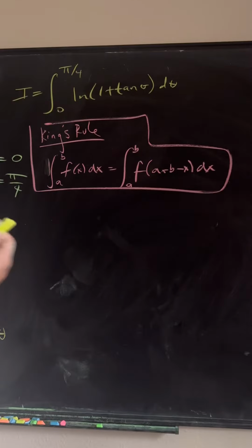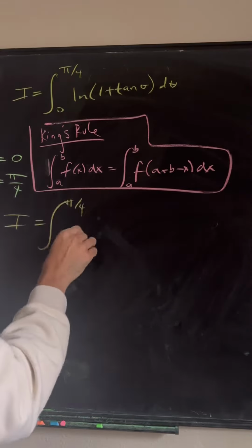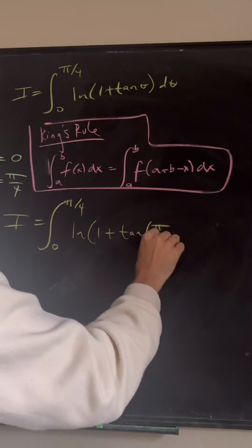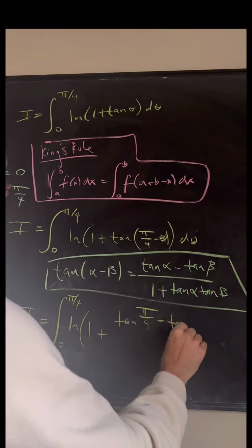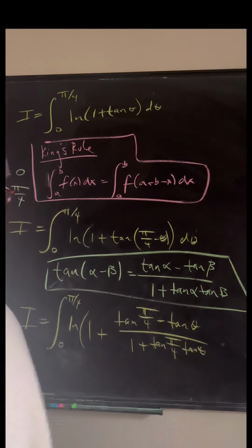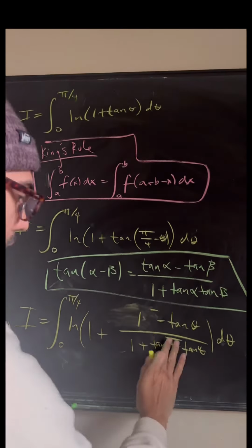So here we have the integral in question, and we're going to go ahead and use King's rule, which is going to give you a new integral, and you might think it's going to become a bit more difficult, but we're going to go ahead and use a trig substitution. So now we continue writing our integral, and you'll notice that we have the tangent of pi over 4, which is just going to equal 1, which is going to give us a nicer looking integral.